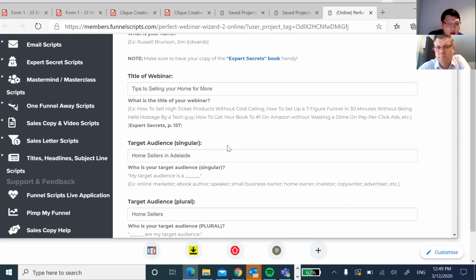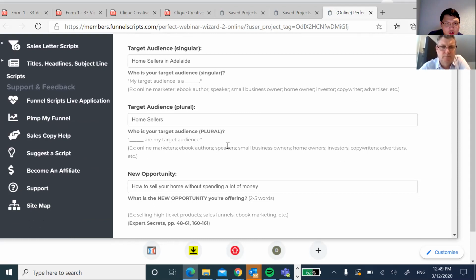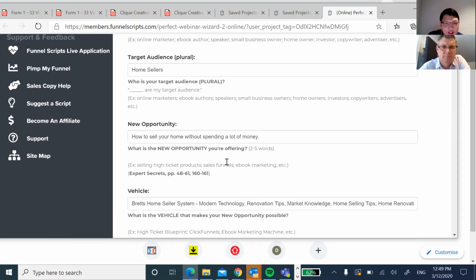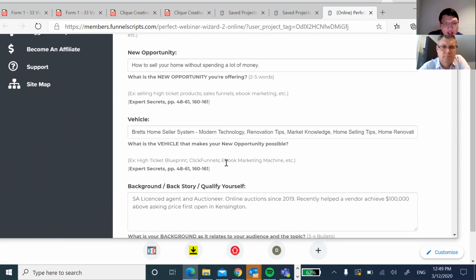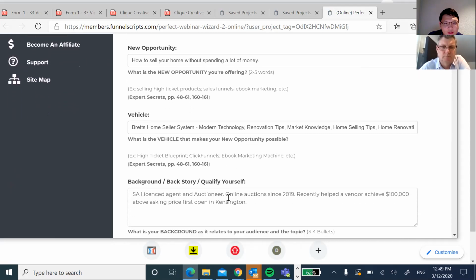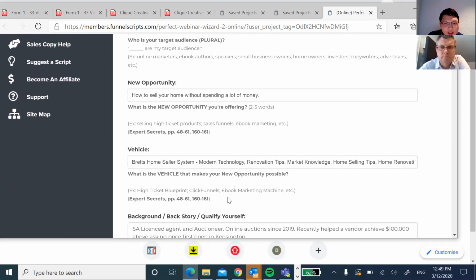You're going to target the home center in Adelaide. Okay, home center and new opportunity, how to sell your home without spending a lot of money. So just leave it. You may want to update it. The vehicle to be, you know, the bread home center assistant. Yeah, what is the vehicle that makes this one?